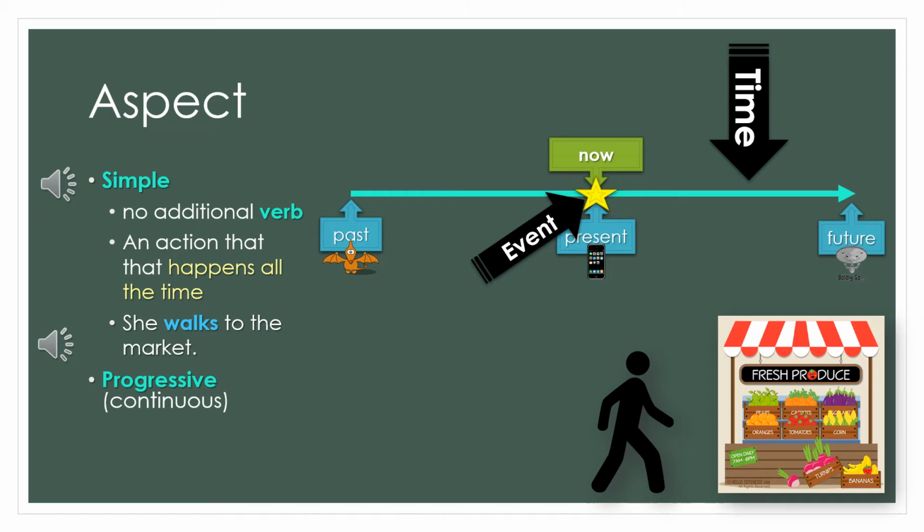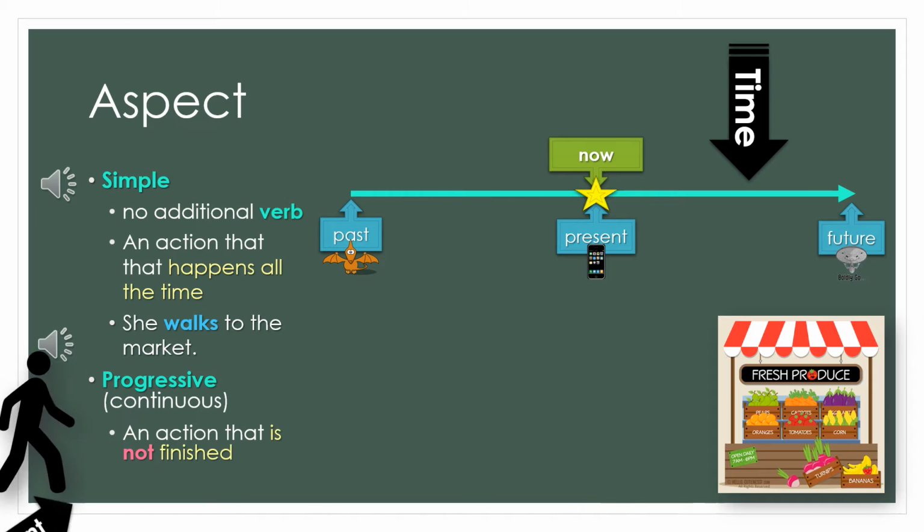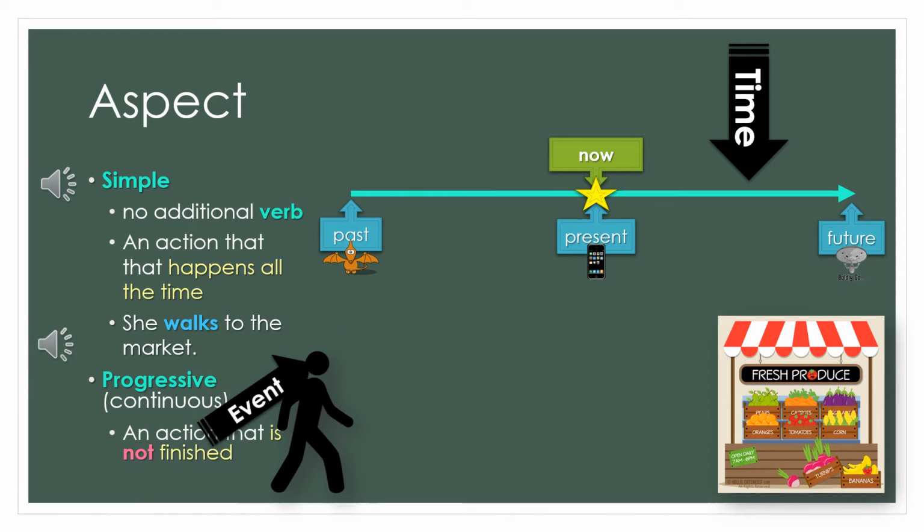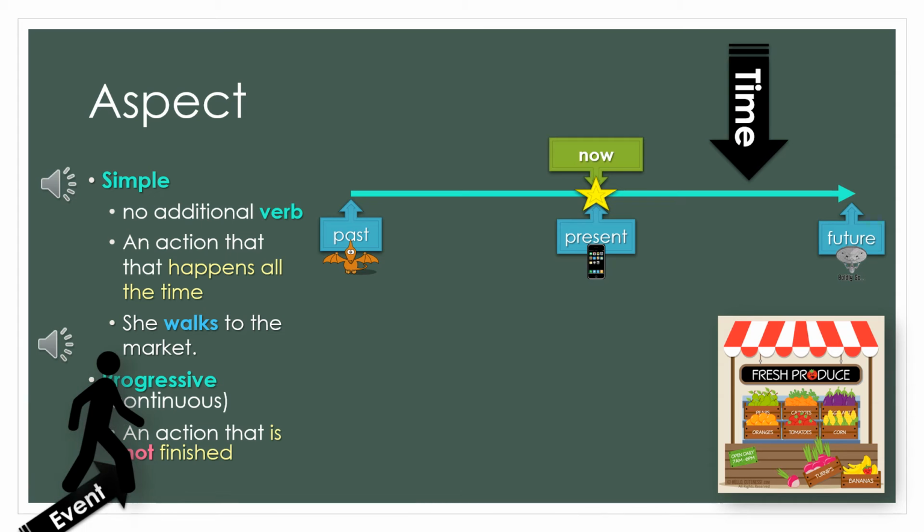progressive aspect is an action that is not finished. It is an ongoing action. She is walking to the market. In your textbook and workbook, they will use the word continuous in place of progressive. I will use the word progressive because it is the more technical and accurate term. However, they are synonyms. Either word is acceptable.